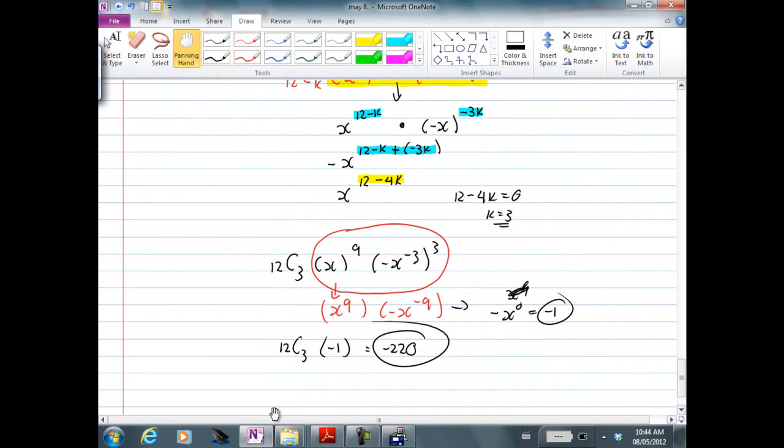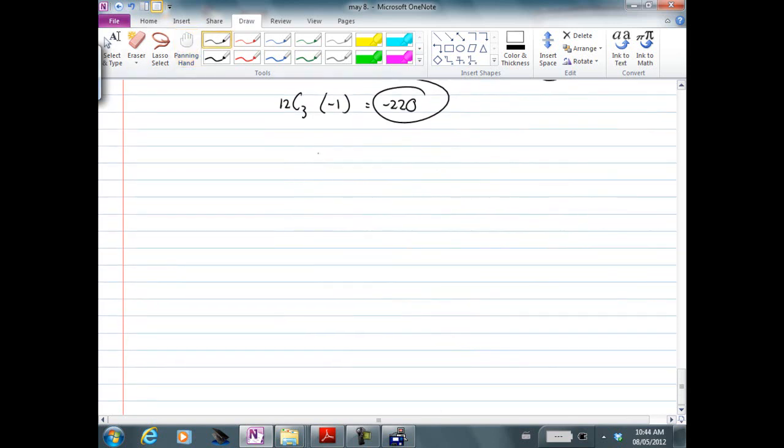Your homework, page 108. Number 5, 6. 7 may be a bit tricky, but I want you to try it. And 9. 5, 6, 7, 9. We're going to spend a bit more time on this tomorrow.